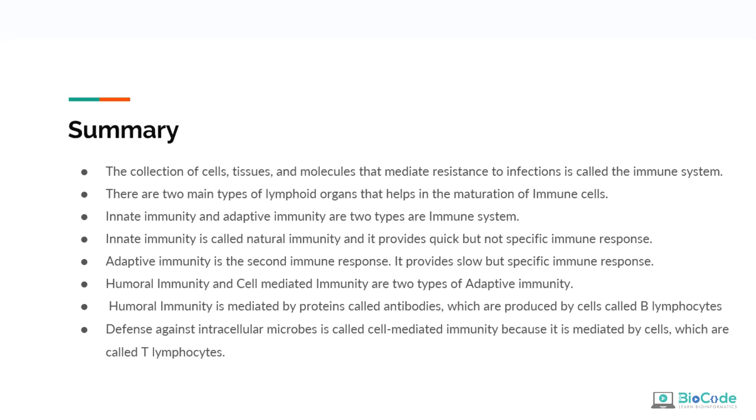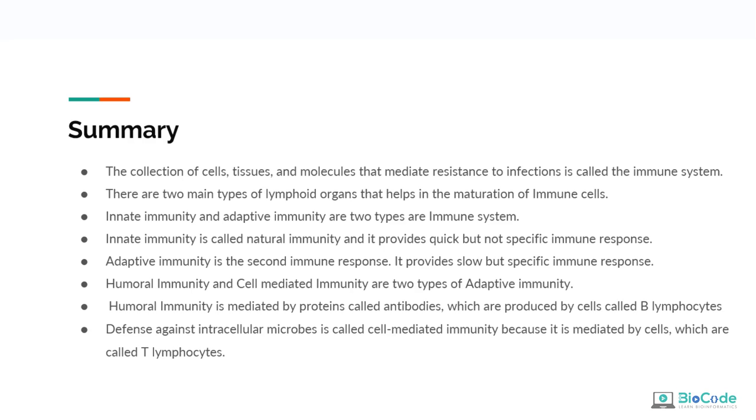Here is a short summary of this lecture. All the things that we discussed in this lecture are summarized here. The main points are: the immune system is the collection of cells, tissues, and molecules that mediate resistance to infections. We have two main types of lymphoid organs that help in the maturation of immune cells.